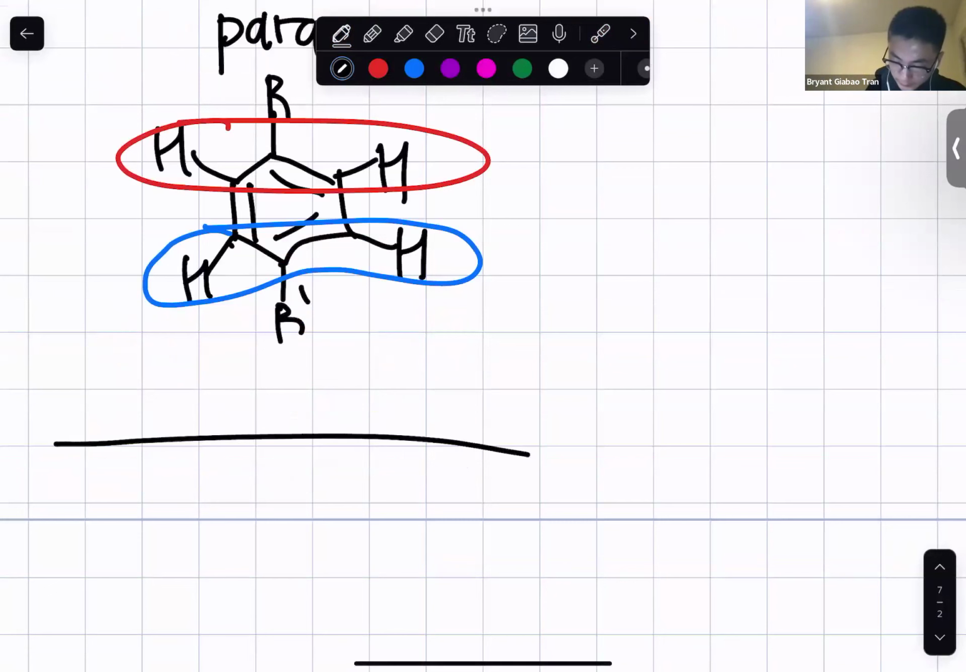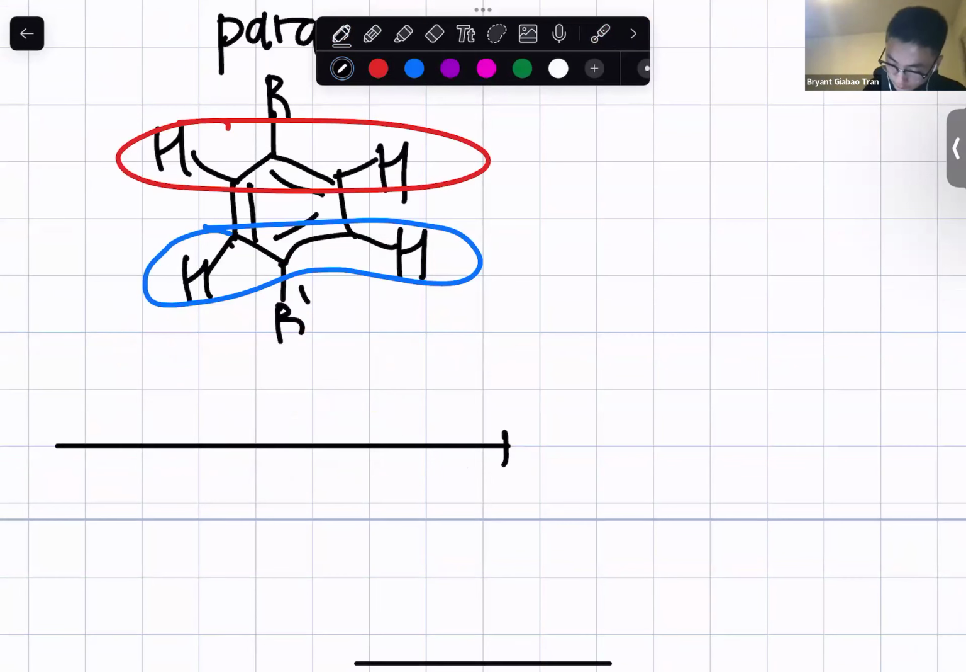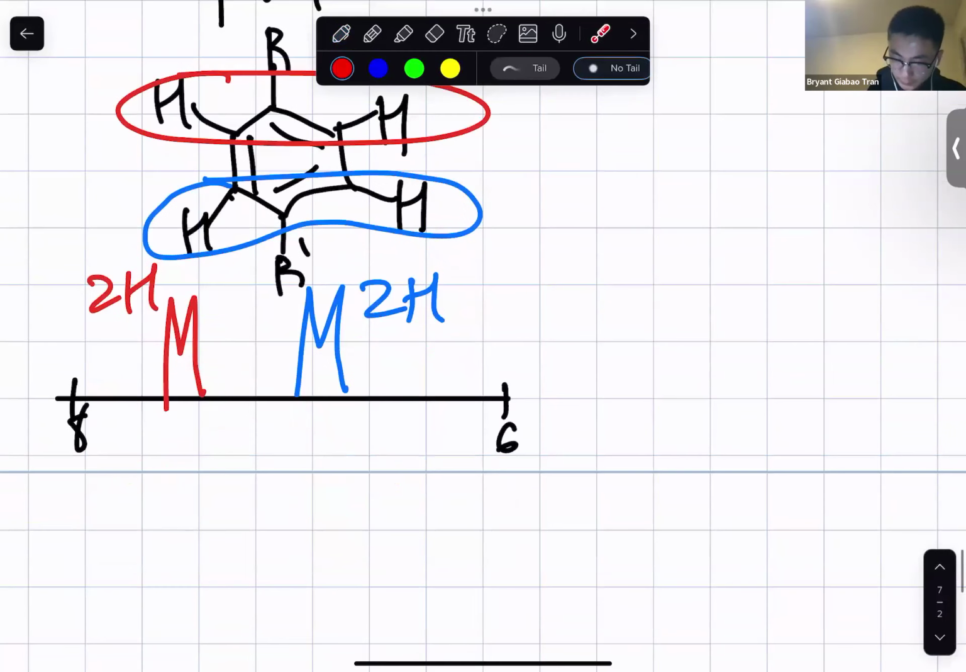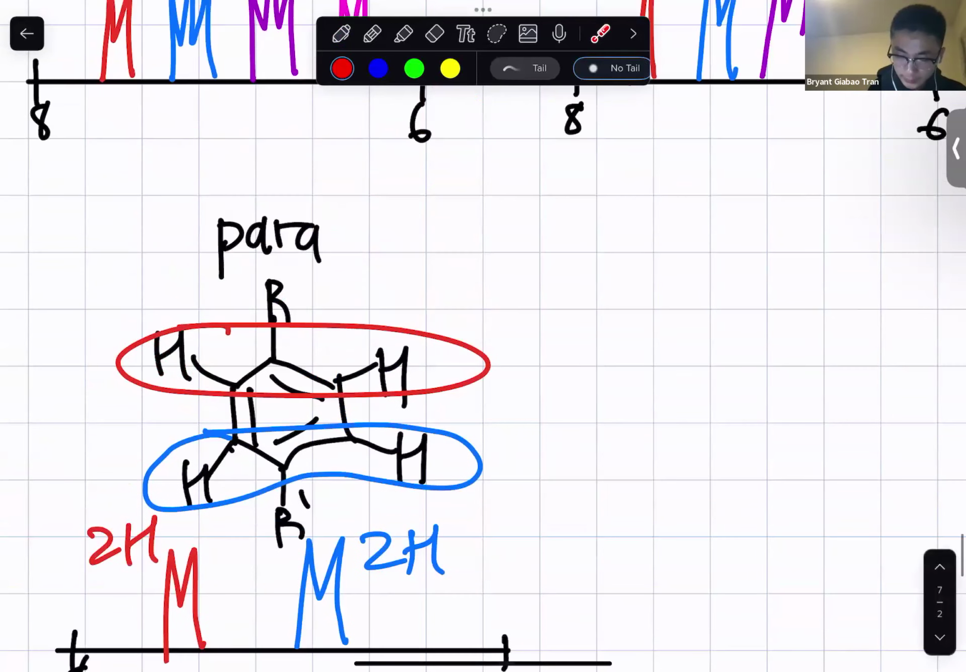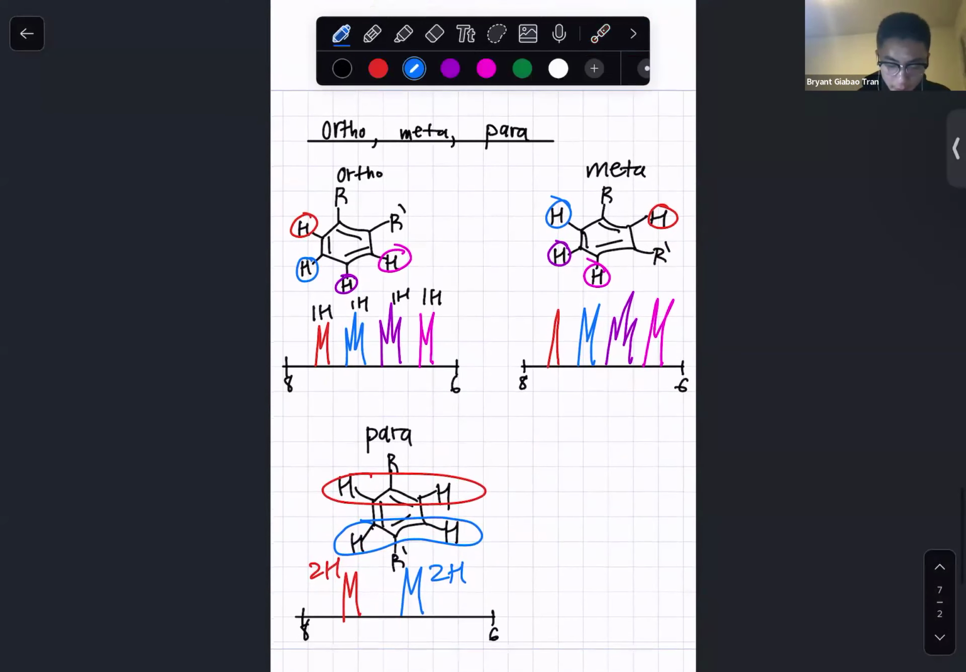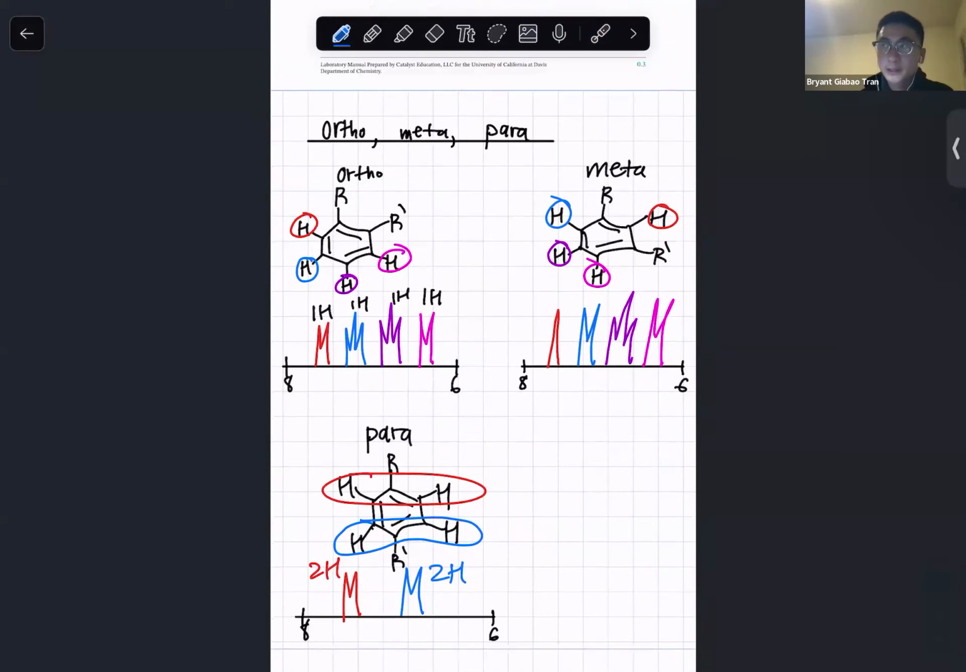So the pattern you see for para is that you see 2 doublet peaks because each of these has 1 neighbor, but this time we have 2 H's for each of these peaks. Right. So if you see 2 doublets between 6 to 8, that is going to be a para benzene ring. Okay, so this is the definition of ortho, meta, para, which are relationship terms, and what you expect to see on the HNMR for benzene rings.